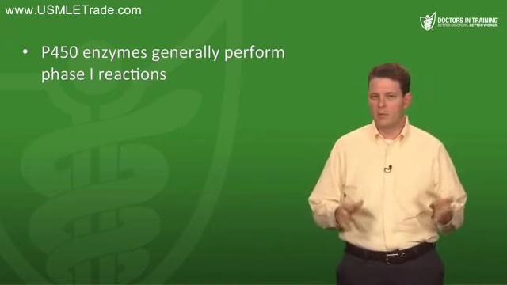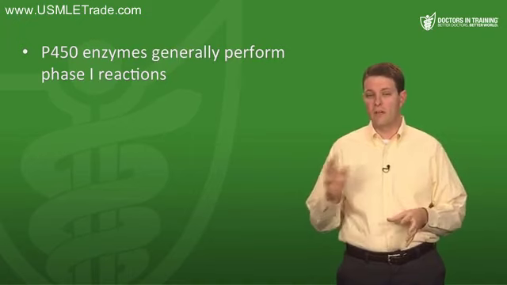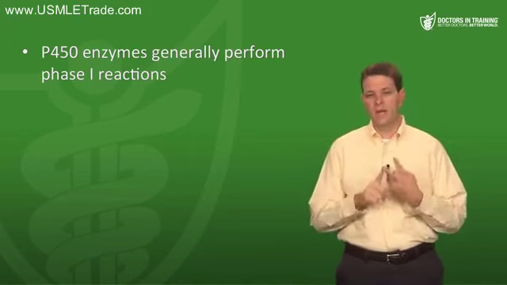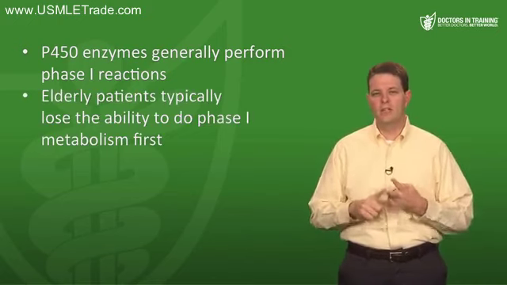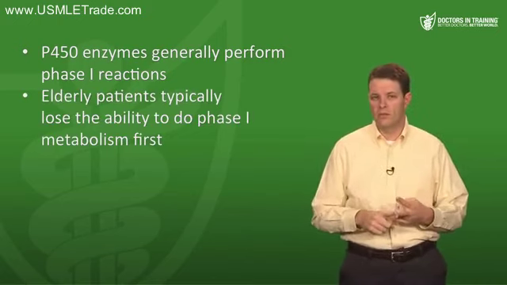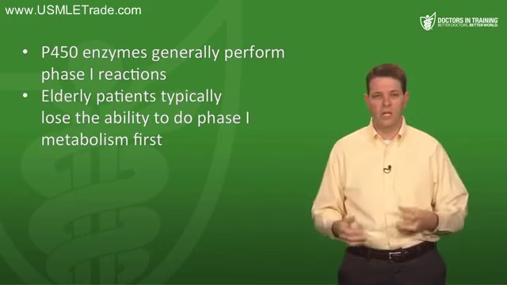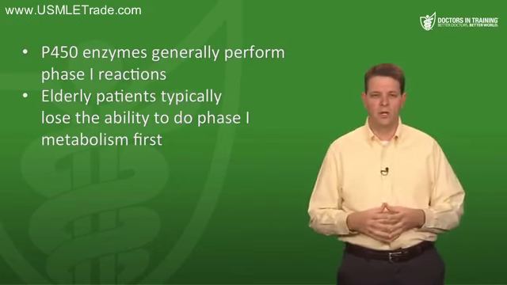We'll come back to cytochrome P450 in a second, but for right now just remember phase 1 is P450. The second quick bullet point is that elderly patients typically lose the ability to do phase 1 metabolism first, but they can still do those phase 2 conjugation reactions like glucuronidation and acetylation. They just lose phase 1 early on.